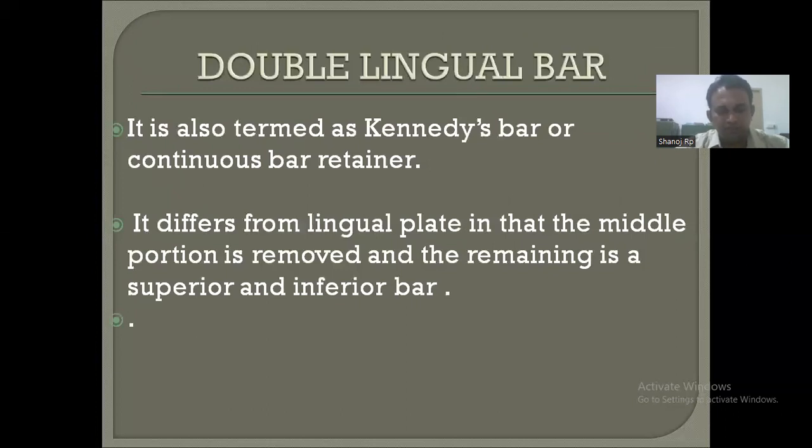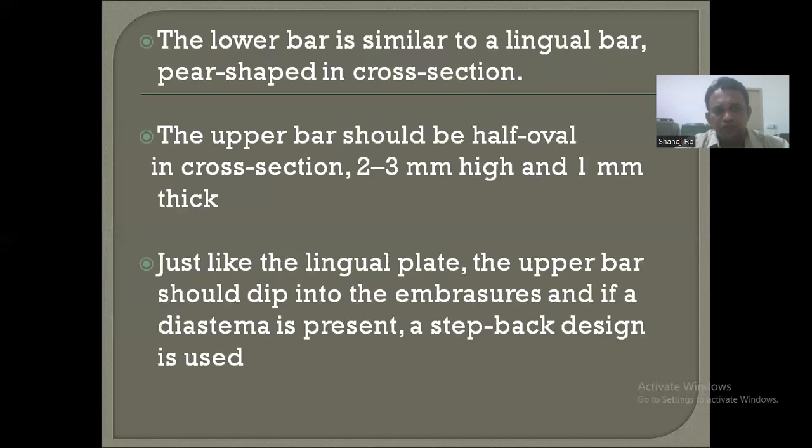Now coming to double lingual bar, it is also termed as Kennedy's bar or a continuous bar retainer. It differs from the lingual plate in that the middle portion is removed and the remaining is a superior and inferior bar. The lower bar is similar to the lingual bar. It is pear-shaped in cross-section. The upper bar should be half oval in cross-section with 2 to 3 millimeters in height and 1 millimeter thick.